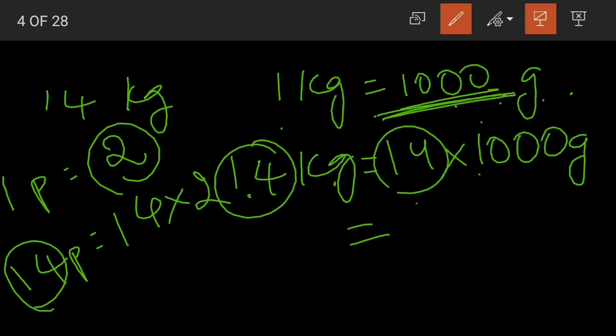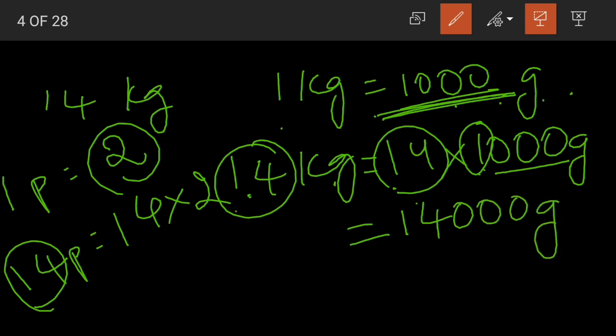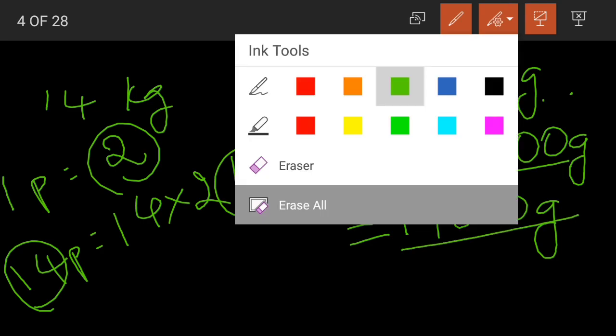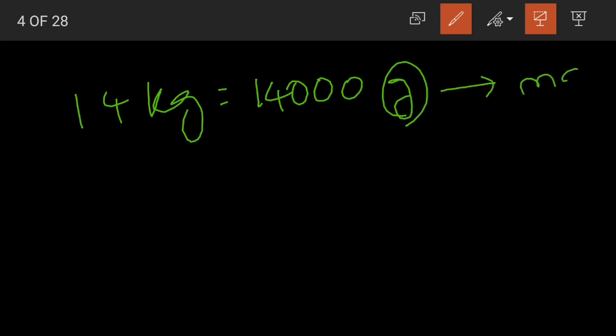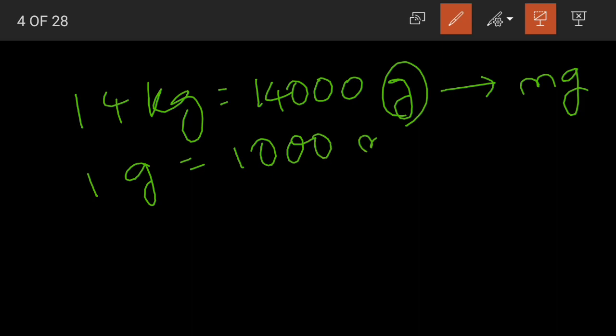The answer will be, multiply the non-zero digits. 14 ones are 14. Then we have 3 zeros. So I'll write 3 zeros here, grams. Okay students, yes, 14 kilograms is equal to 14,000 grams. Now we'll convert these grams into milligrams. We know that 1 gram is equal to 1000 milligrams. Am I right? Yes, 1 gram is equal to 1000 milligrams.